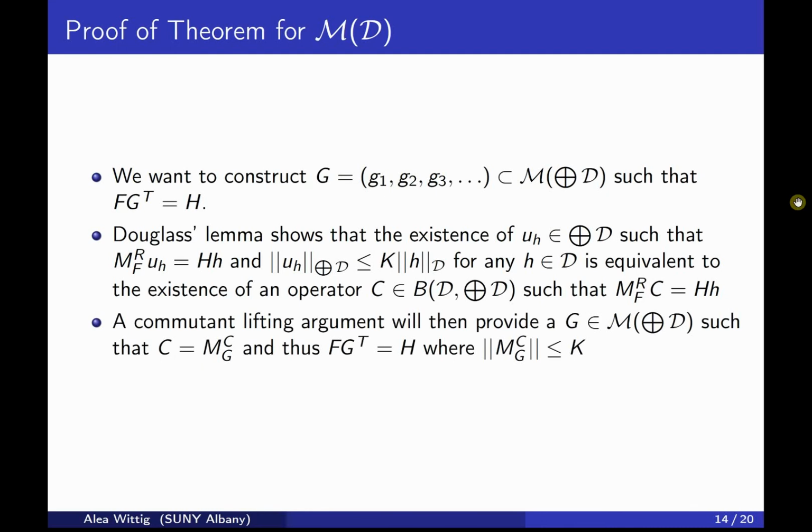And then a commutant lifting argument will provide a G in the multiplier algebra of the L2 Dirichlet space such that the operator C is just column multiplication by G, and thus the conclusion follows.